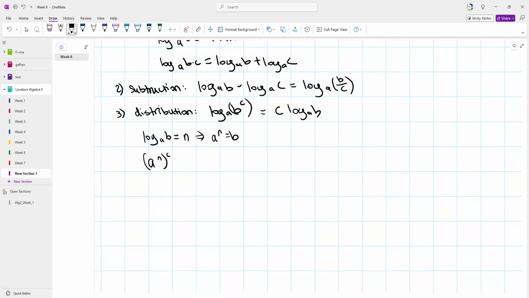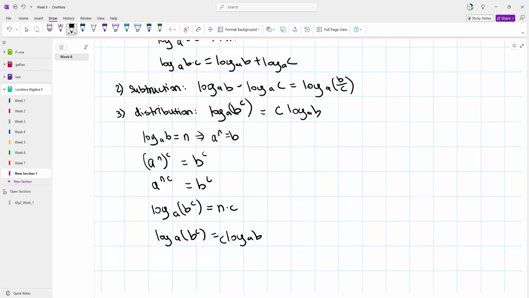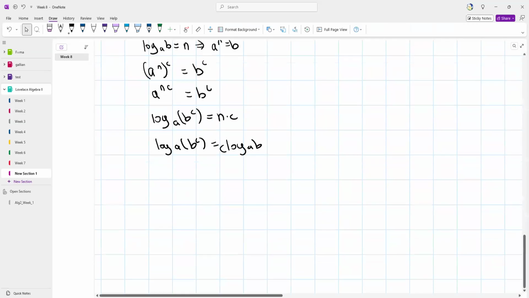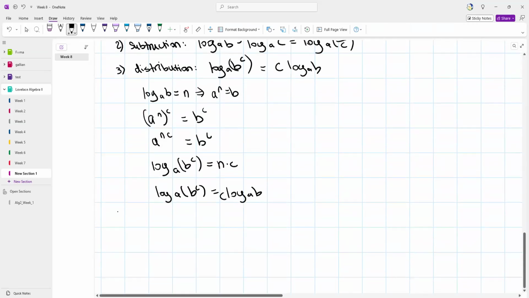So a to the power of n, to the power of c, is equal to b to the power of c. And by exponent rules, we have a to the power of n times c is equal to b to the power of c. And then you take the log to get log a of b to the power of c is equal to n times c. And when you substitute what n is, you get log a of b to the power of c is equal to c times log a b. So that's for distribution. And overall, I hope you get the gist already that a lot of it is just manipulating exponent laws.